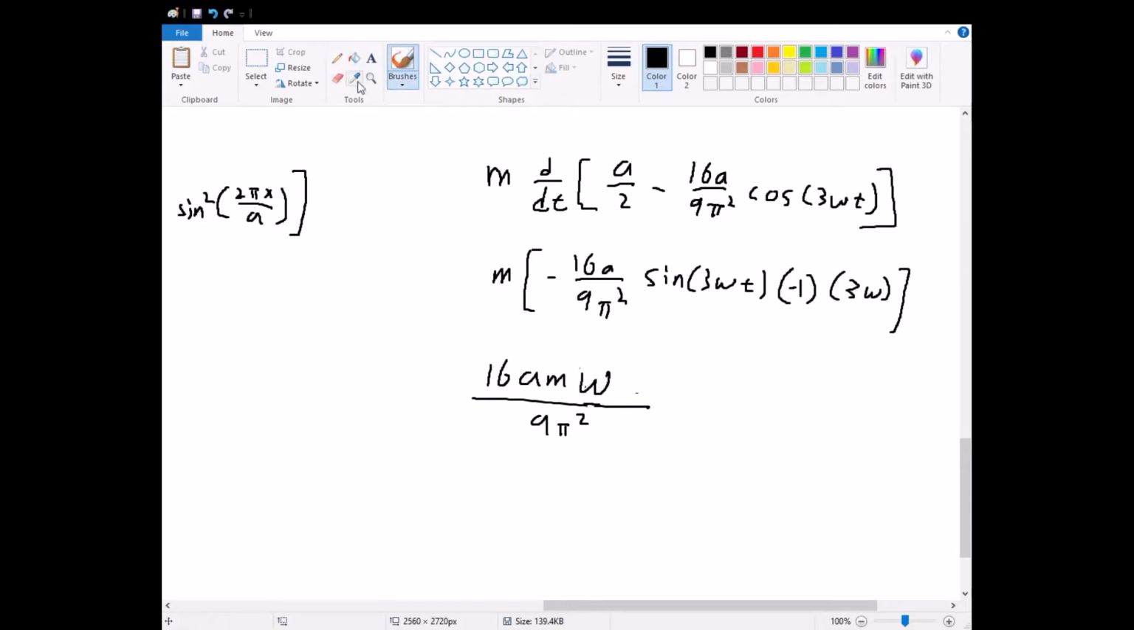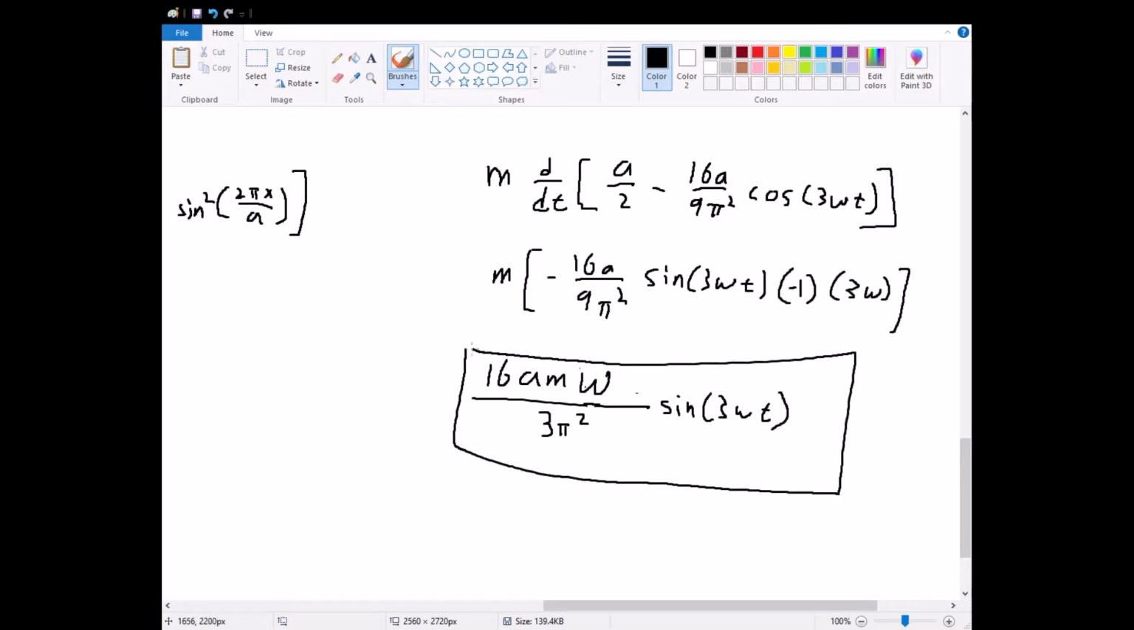And let's replace the 9 with a 3 at the bottom. And then we have sine of 3 omega t. And this is our answer. We have solved it, and we've done it in a fraction of the time it would have taken had we gone the long route and actually derived out the integral that we normally would do.